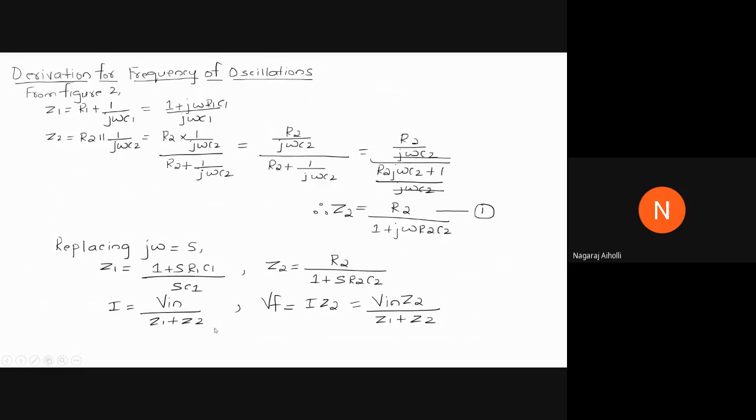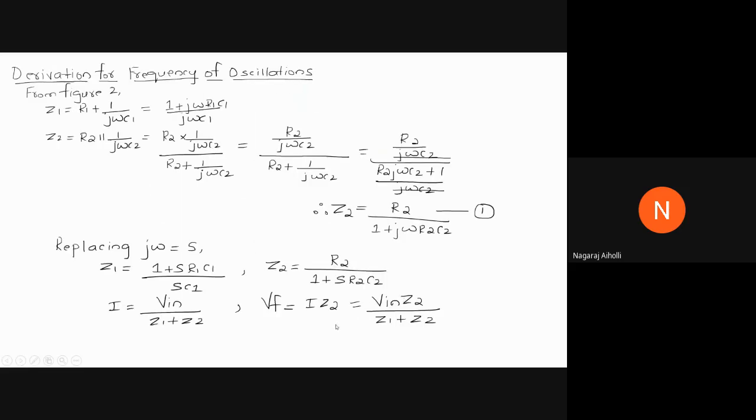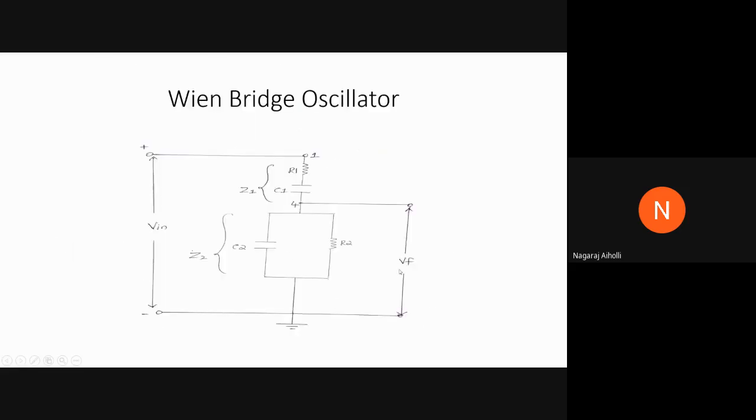Now what is the feedback voltage? The feedback voltage is across terminals 4 and 3, that is, the voltage across impedance Z2. So it is the total current I multiplied by the impedance Z2, which gives the feedback voltage Vf. Vf is equal to I into Z2. This can also be written as the main voltage Vin into the impedance of the same branch, Z2, divided by the sum of the impedances Z1 plus Z2. This is according to the voltage divider rule.